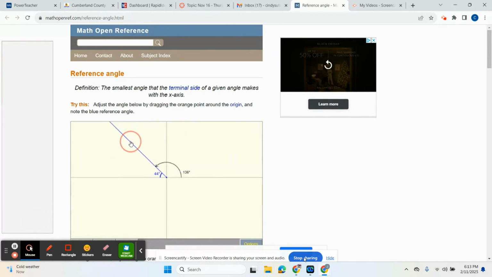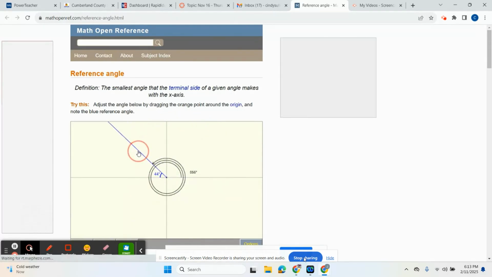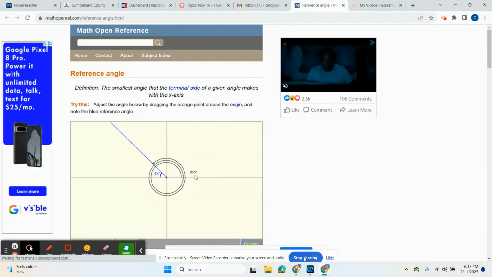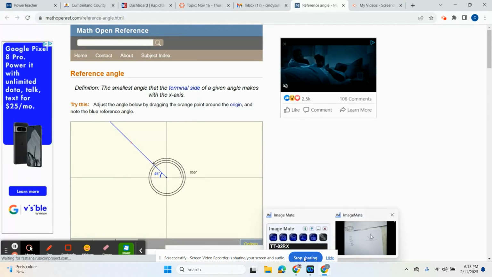So there's 135 right there. Let me go all the way around. So that plus 360 puts me at 495. So 135 and all the way around again plus 360 is 495. That's a 45 degree reference angle. Go all the way around again. That puts me at 855. That's a 45 degree reference angle.